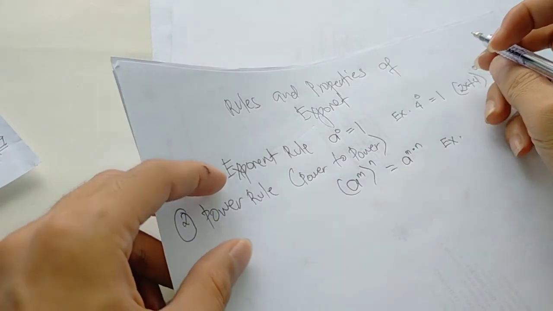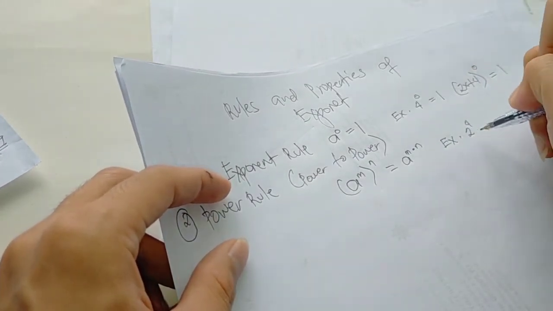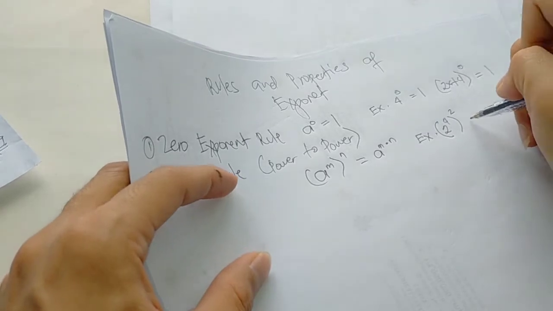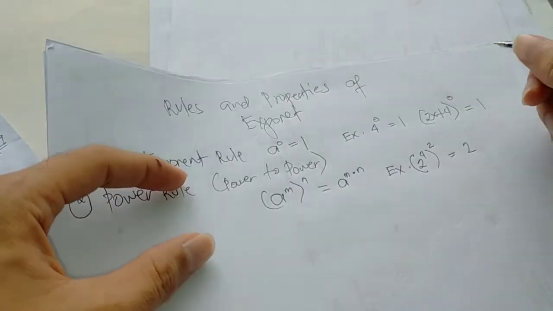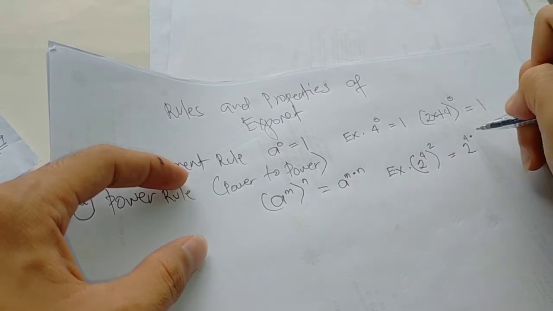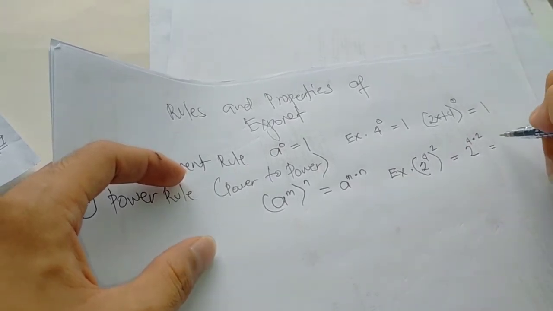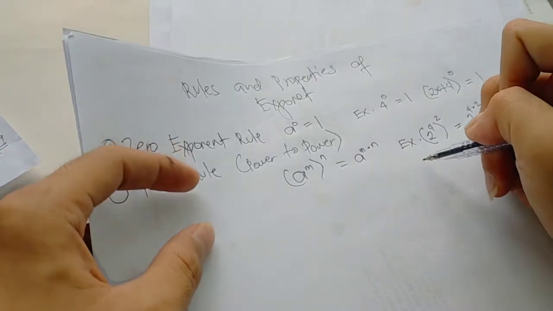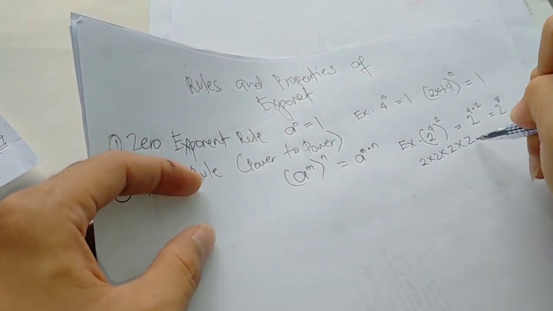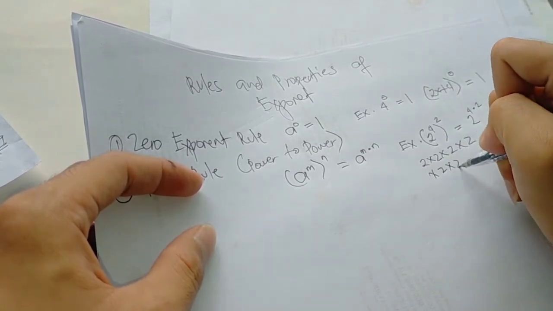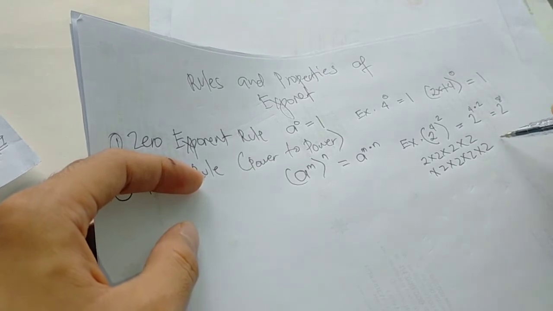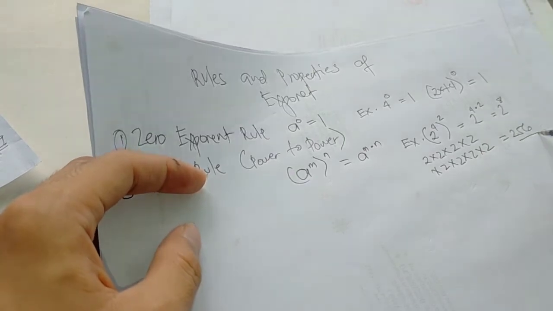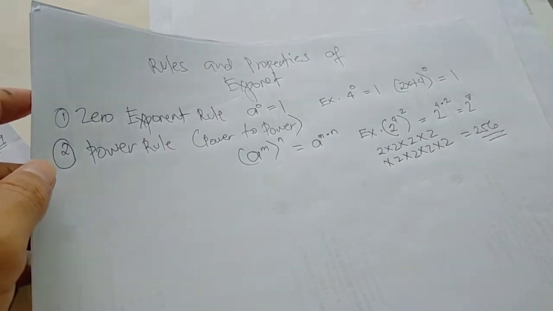Example, 2 raised to 4, in parentheses, raised to 2. So, this one will become 2 raised to 4 multiplied by 2. So, we will have now 2 raised to 8, since 4 times 2 is 8. So, meaning to say, merong 8 na imumultiply. So, 2 times 2 times 2 times 2 times 2 times 2 times 2 times 2 hanggang 8. So, this one will become, ilan po? 256. Clear? So, let's proceed to the next one.